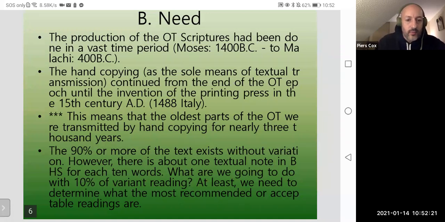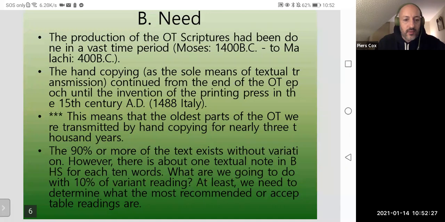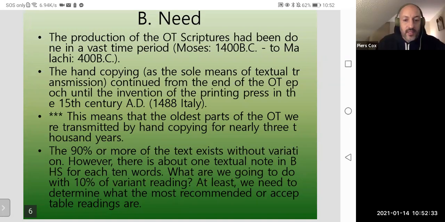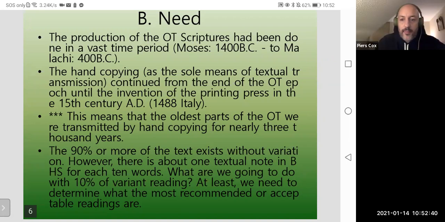90% or more of the text exists without variation. However, there is about one textual note in BHS for 10 words. What are we going to do with the 10% of variant readings? At least we need to determine what the most recommended or acceptable reading is.